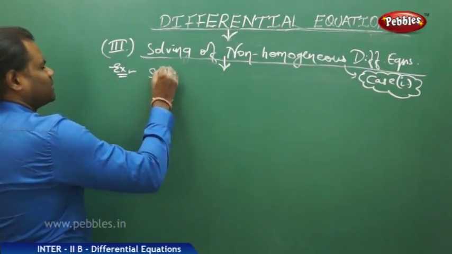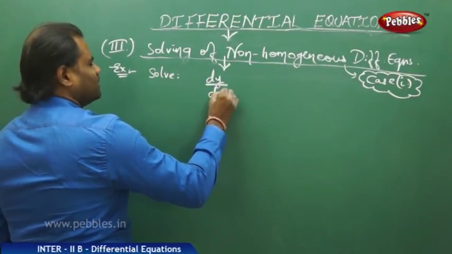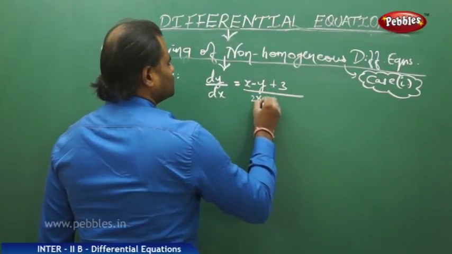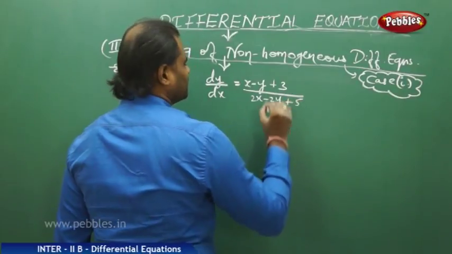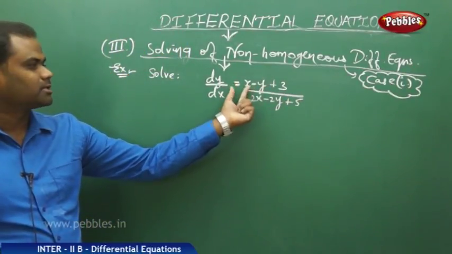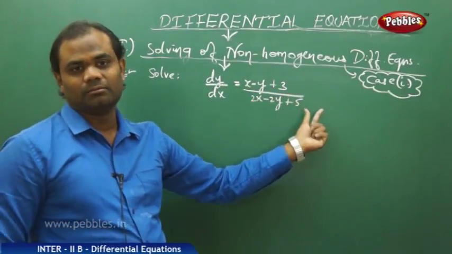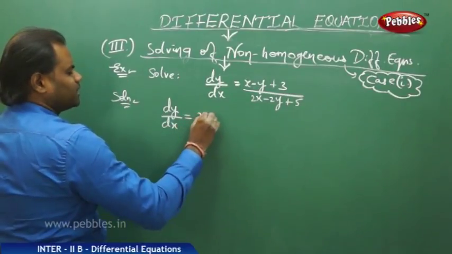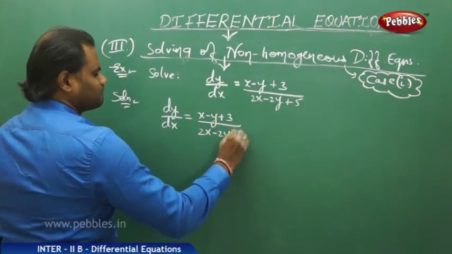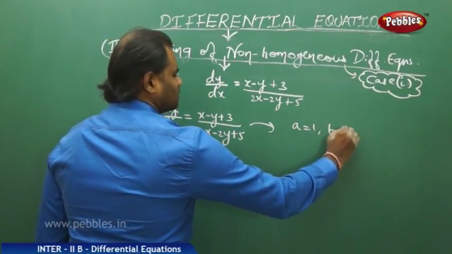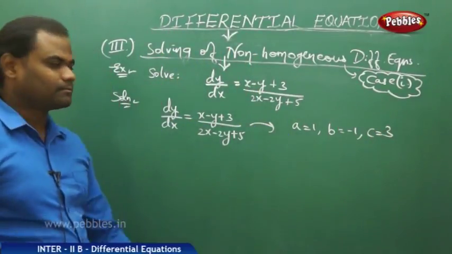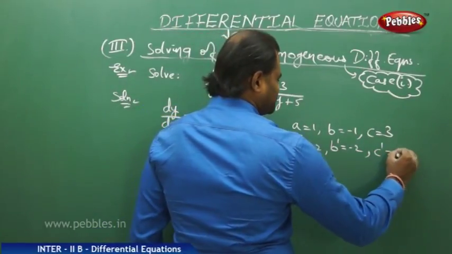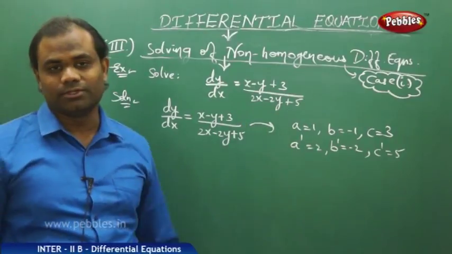That is, if I have the question which says solve the differential equation dy by dx equals (x minus y plus 3) by (2x minus 2y plus 5), then clearly I see that this is in the form (ax plus by plus c) by (a dash x plus b dash y plus c dash). So the given differential equation taken in the form this clearly gives a equals 1, b equals minus 1 and c equals 3, and a dash equals 2, b dash equals minus 2 and c dash equals 5 when compared with the original non-homogeneous differential equation.